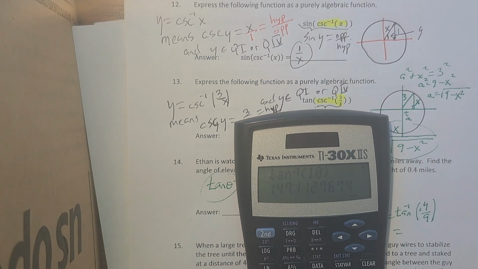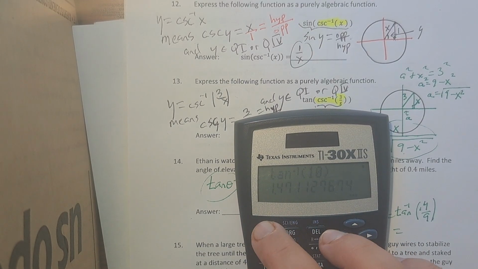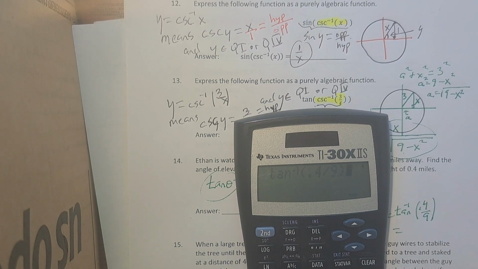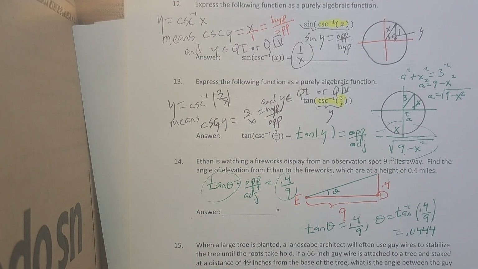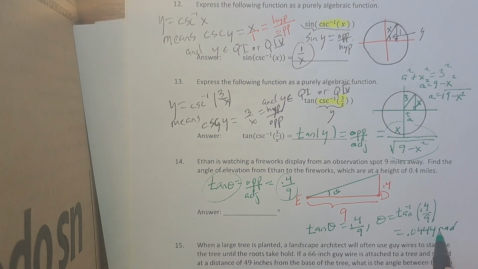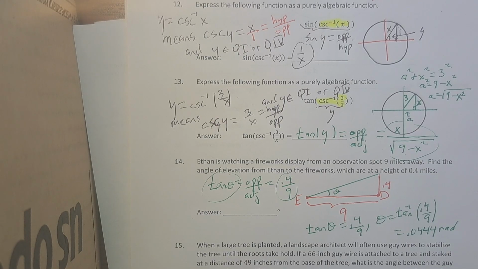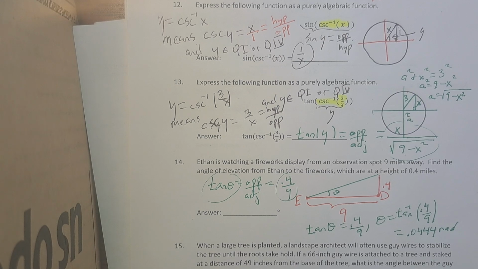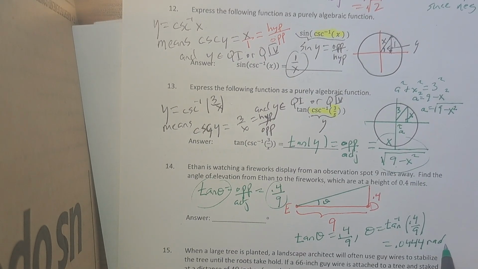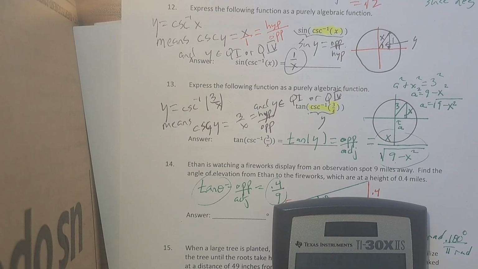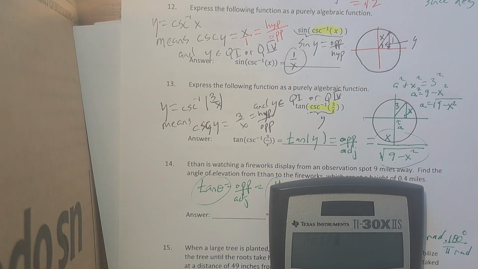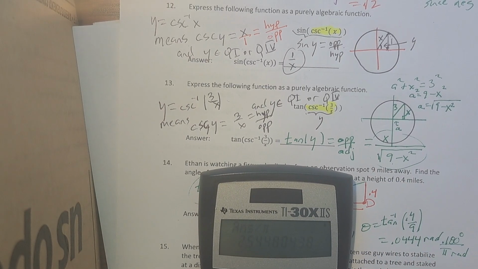So what is the inverse tangent of 0.4 divided by 9? According to the calculator, it's 0.0444, and that would be in radians. If I wanted it in degrees, I could just switch to degree mode, or I could take that answer and multiply by 180 degrees divided by pi radians. So let's do that in case you want it in degrees. Times 180 and divided by pi: 2.545 degrees.